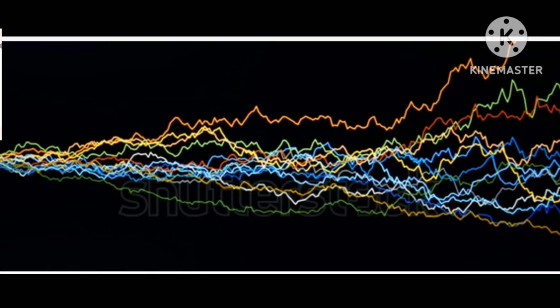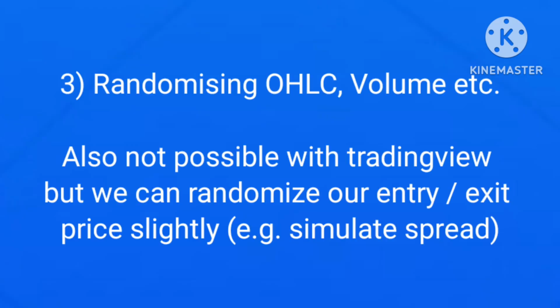We can randomly skip trades, and that is what I am going to show you how to do today. The third option is increasing the variance of the data we are working with. That might mean things like randomizing the open, high, low and close slightly, so that the bars we are trading are slightly different to what they were historically. Again, we can't do that in PineScript unfortunately, but we can randomize our entry and exit price, even our entry price if we use limit orders.